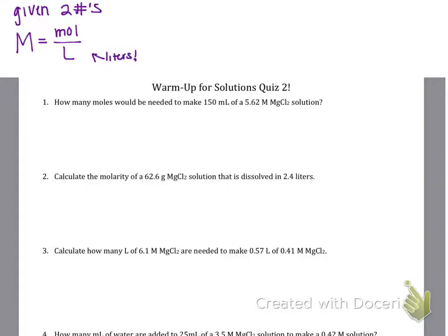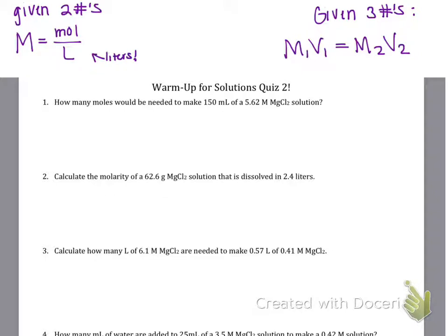Okay? Now, if you're given three numbers in the problem, then you know you are going to be using the dilution equation. M1V1 equals M2 times V2. All right, so now we're going to look at the first question.